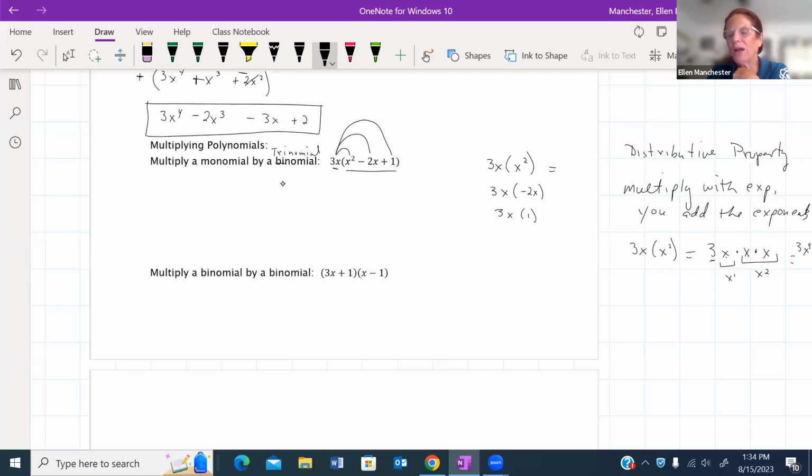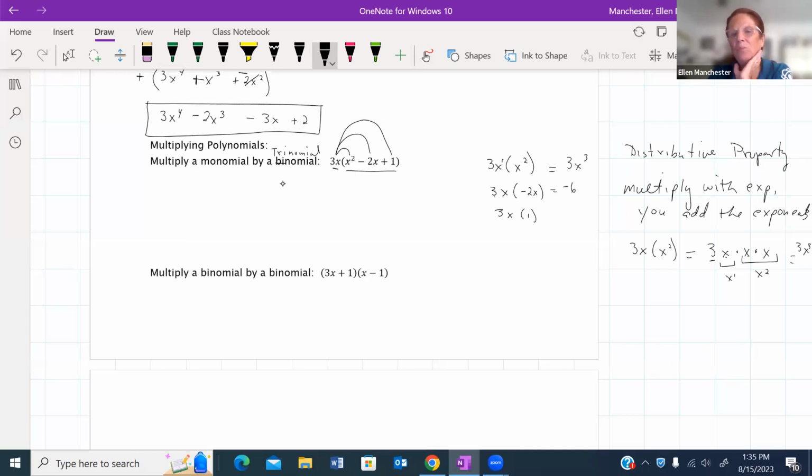Which means you are adding the exponents. So this ends up being 3x cubed. All I'm doing is this is x to the first, 1 plus 2 is 3. And here I have 3 times -2 is -6. So you multiply the coefficients.